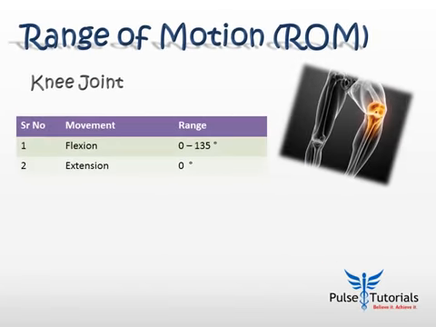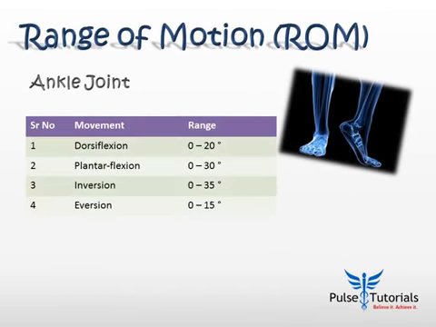The knee joint, only two movements, flexion and extension. From the standard resting position, that is a fully extended leg, flexion is 0 to 135 degree. There can be no hyperextension possible at the knee joint. The ankle joint has four movements: dorsiflexion of around 0 to 20 degree, plantar flexion of 0 to 30 degree, inversion of 0 to 35 degree, and eversion of 0 to 15 degree.